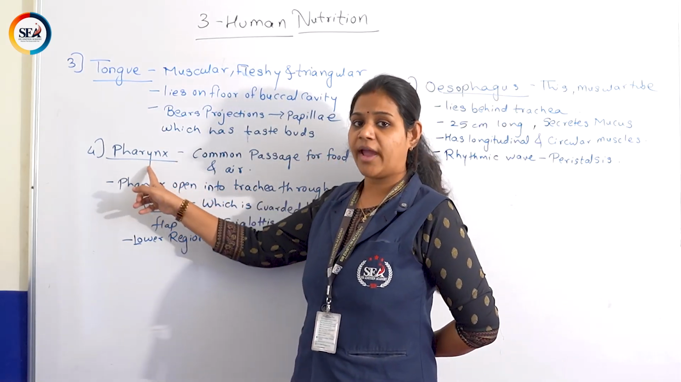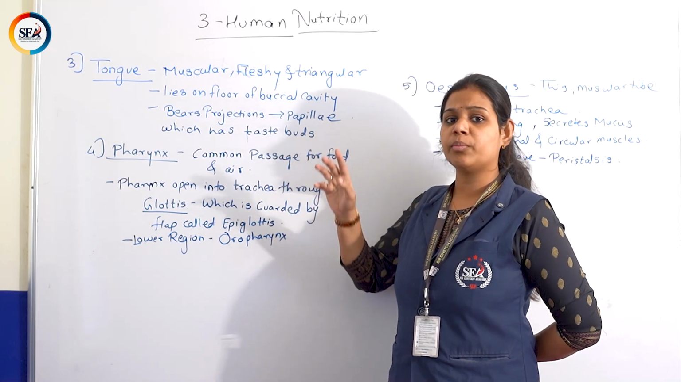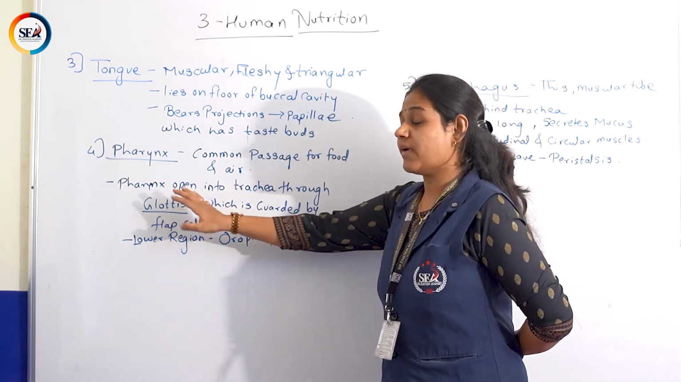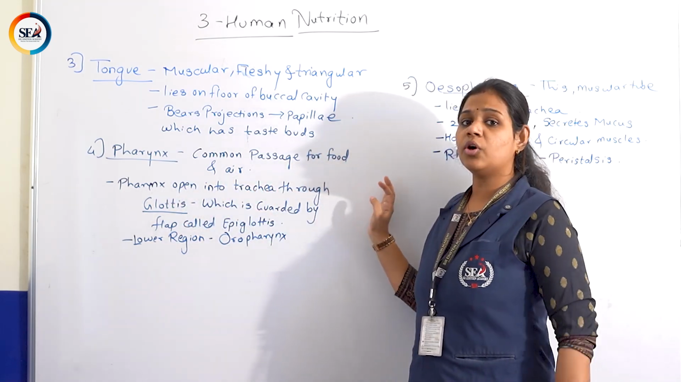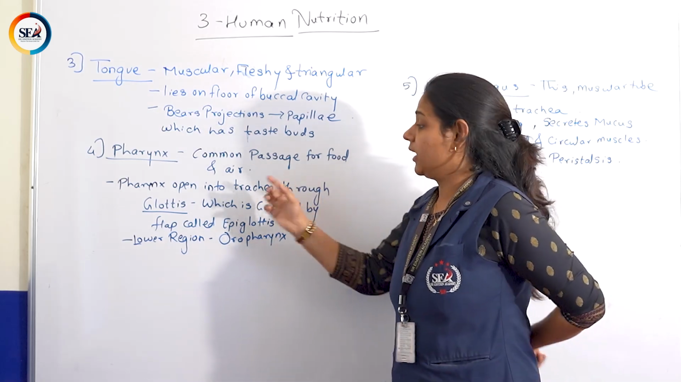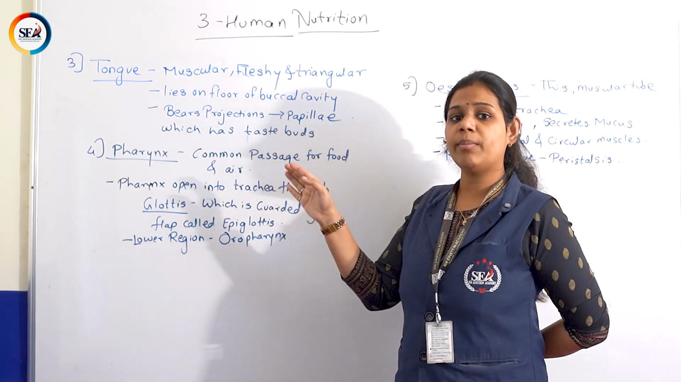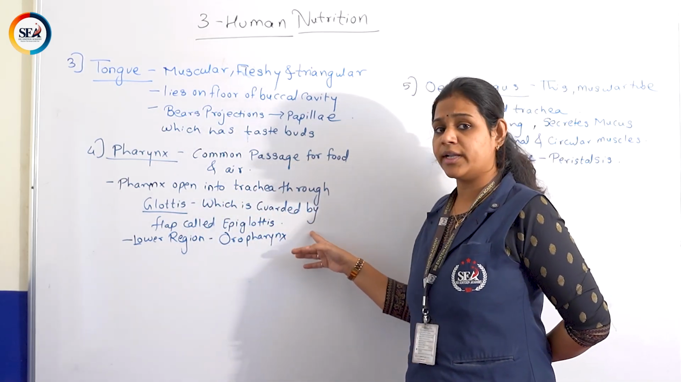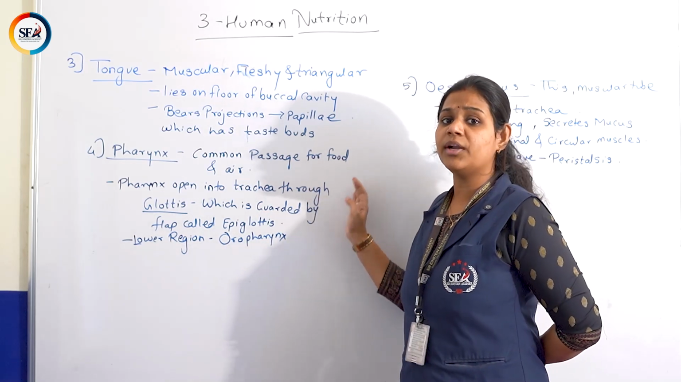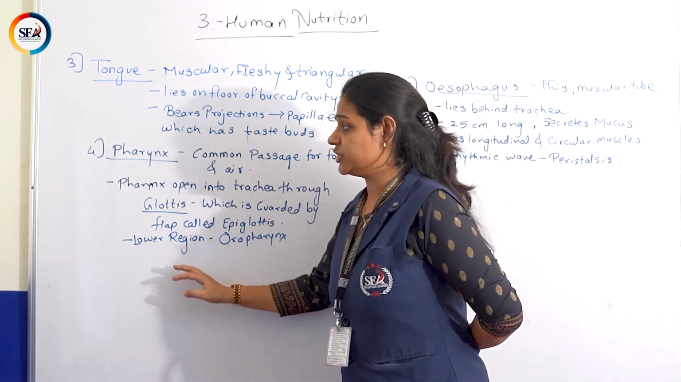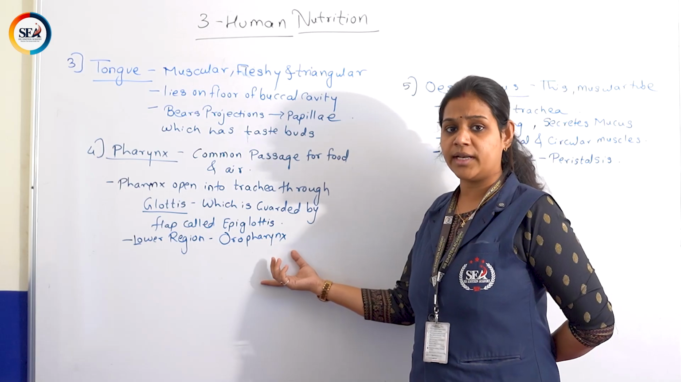Next, fourth is the pharynx, which is the common passage for both food and air. The pharynx opens into the trachea through the opening which is called the glottis. The glottis is prevented by a flap-like covering called the epiglottis, which prevents the entry of food into the trachea. The lower region of the pharynx is called the oropharynx.